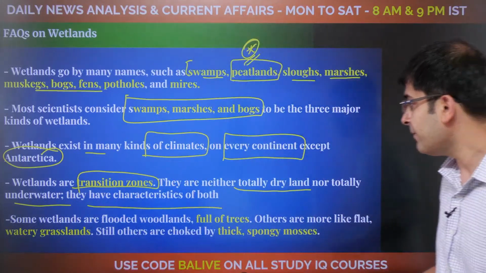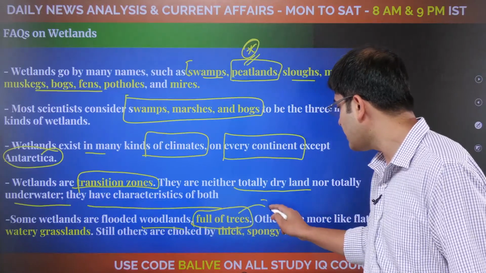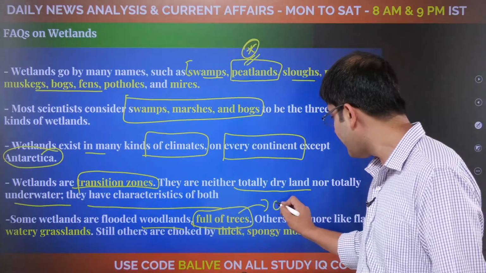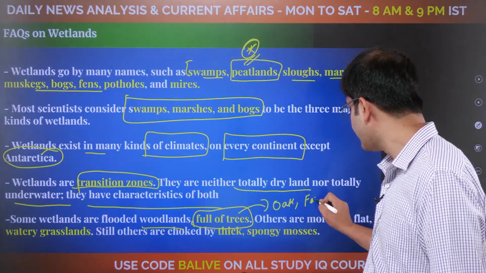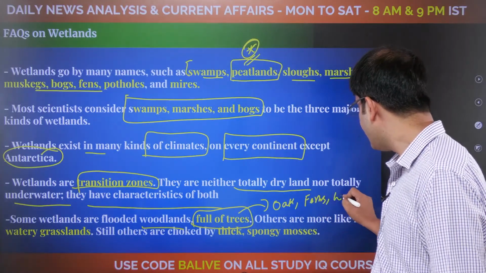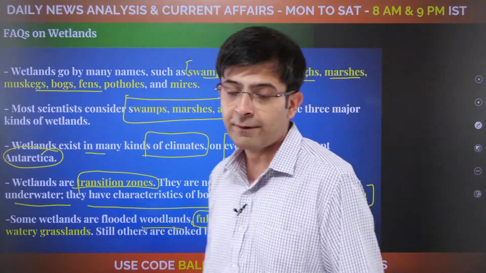Some wetlands are flooded woodlands full of trees. So the major trees that you find, make a note. You find oak, you find ferns, you find willow. Most of these hardwood trees can be found here.